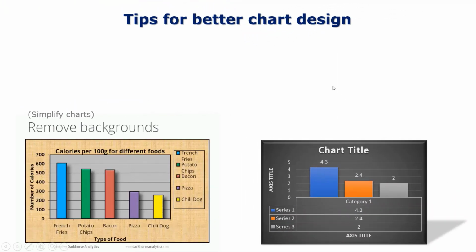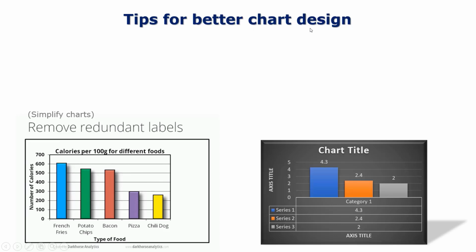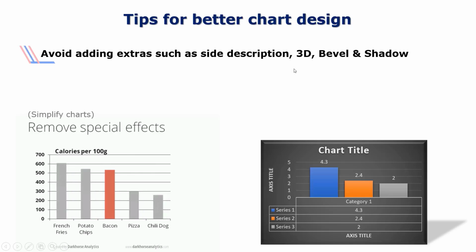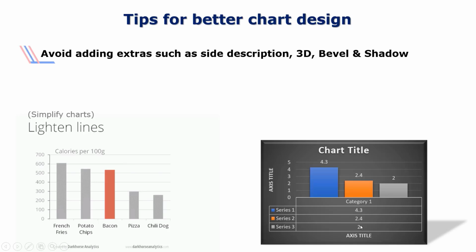So we talk about some tips for better chart design. The tip that is needed in all chart design is to avoid adding extras such as side description, 3D, bevel and shadow. It can be for each chart. It doesn't mean that I have a column chart here and this tip is only for the column chart. The answer is no. These tips should be considered for all charts.